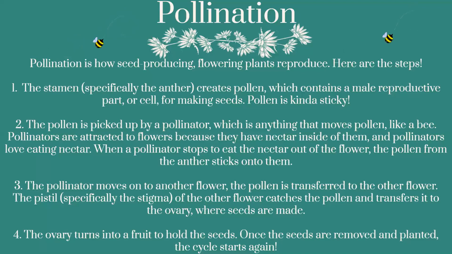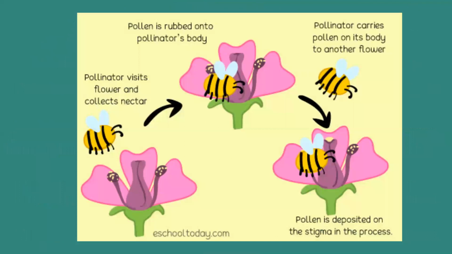the flower. The other flower is going to capture this pollen, and it will go to the ovary, where the seeds are made. Finally, the ovary is going to turn into a fruit so that it can hold these seeds. Once these seeds are removed and planted, the cycle starts again. That was a bit complicated, so let's take a look at this diagram.